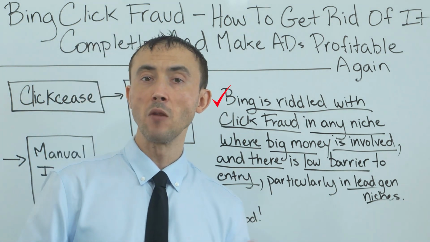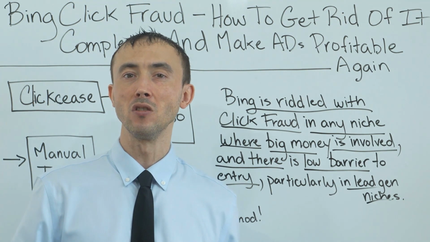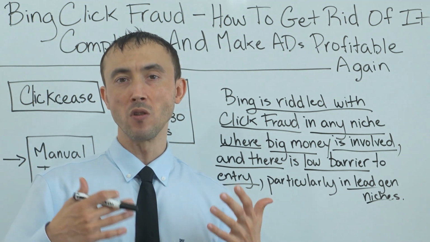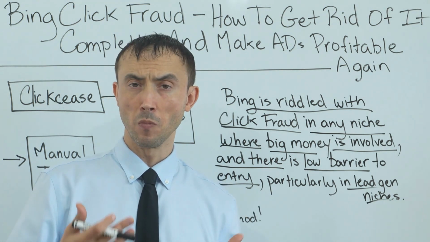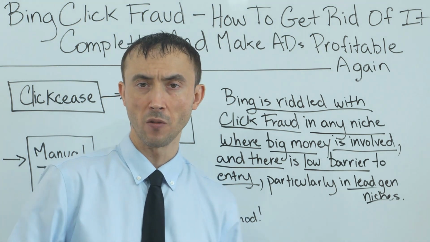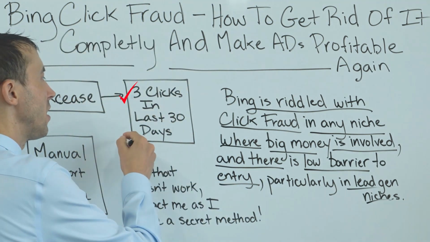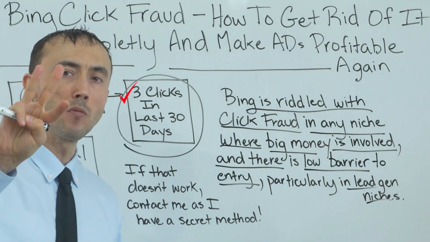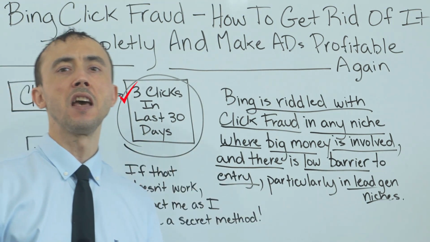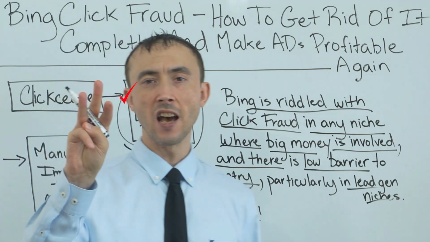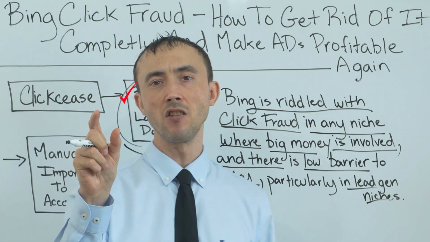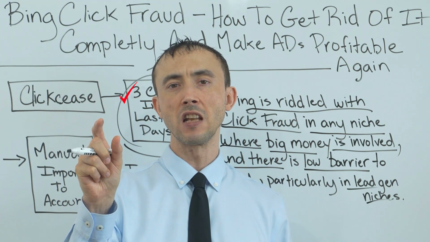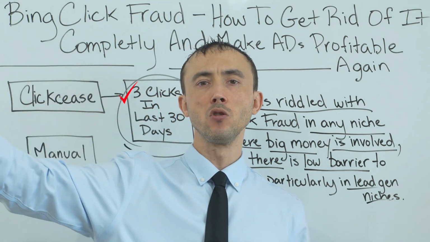So what do you do instead? What's the second best option, and where can you utilize Clickcease to block crude attempts at click fraud against you? What we did was we would block anybody who's clicked the ad at least 3 times in the last 30 days. If they've clicked 3 times in the last 30 days, we'll take that IP address and add it to the IP exclusion list.